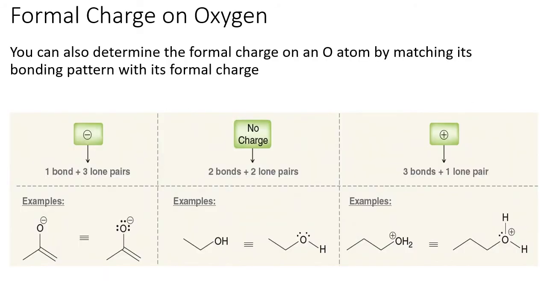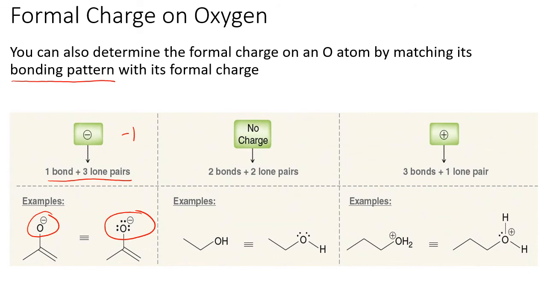Something that helps you quickly determine the number of lone pairs on a given atom is knowing its bonding pattern. This just comes with a little bit of practice and seeing a lot of molecules over and over again. For example, when you see an oxygen atom that has 1 bond, that means it has 3 lone pairs around it. Just like in the example we saw on the previous slide, oxygen with one bond to it is equivalent to 3 lone pairs every time. And that oxygen will always have a -1 formal charge when it's like that.